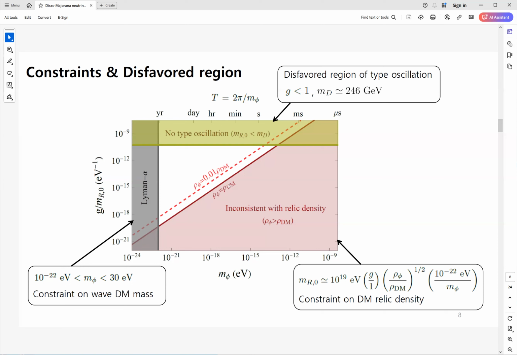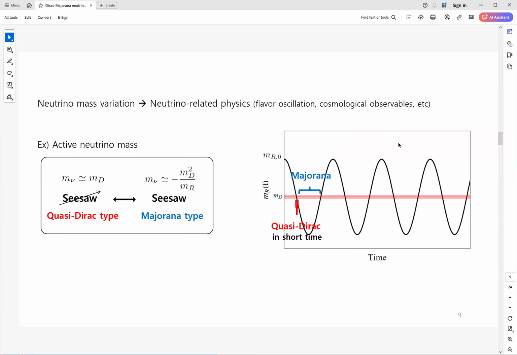And the yellow region corresponds to the disfavored region of type oscillation. We consider the coupling smaller than one, and M_D equal to the Higgs bound as the conservative limit. So there are still remaining blank regions in the parameter space, which can provide neutrino type oscillations. And also the neutrino mass variations can affect neutrino-related physics, like the flavor oscillation or cosmological observables.